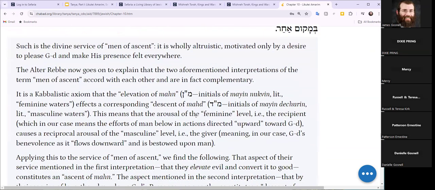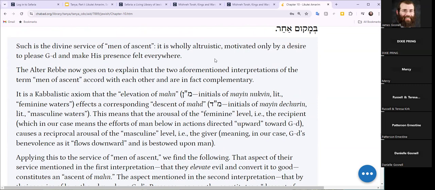Such is the divine service of men of ascent. It is wholly altruistic, motivated only by a desire to please God and make His presence felt everywhere. The Alter Rebbe now goes on to explain that the two aforementioned interpretations of the term men of ascent accord with each other and are in fact complementary.